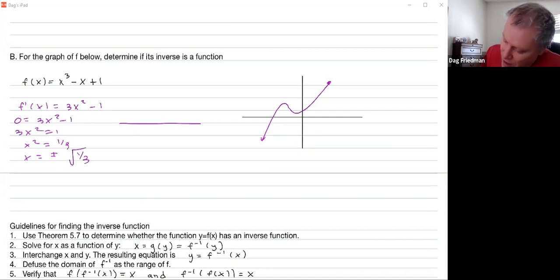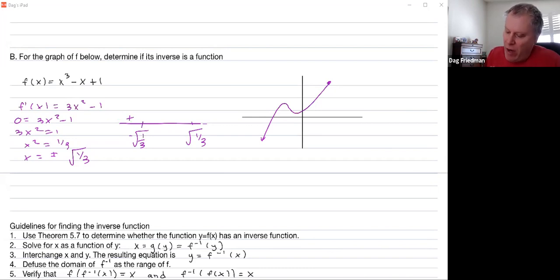So if I were to put these in, at negative 1 over root 3 and at positive 1 over root 3. So let's check and see what happens. I think you guys would agree that to the left of this, if I put in, let's say, negative 3, this is a positive.